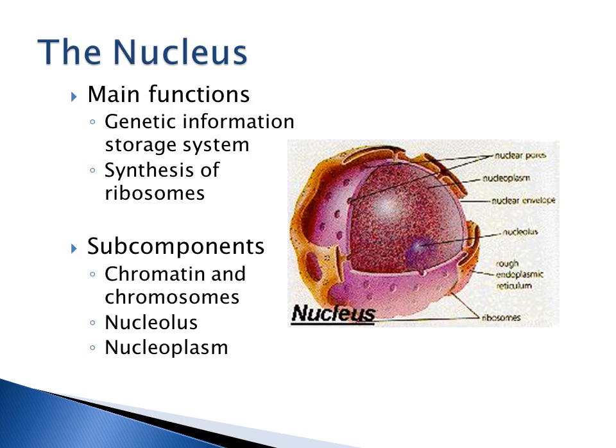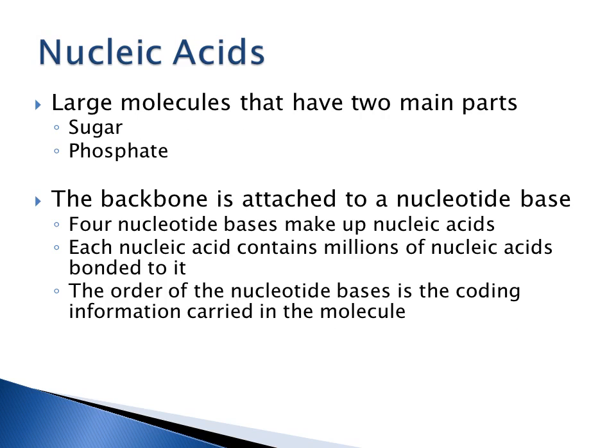So the nucleus. The nucleus stores the genetic information that the cells need. So the nucleus is really important for the cell. Subcomponents of the nucleus are the chromatin, chromosomes, nucleolus, and nucleoplasm. Our nucleic acids, which is what we're going to focus on in this lecture, are large molecules and they have two main components. That's a sugar and a phosphate. There's a sugar and phosphate backbone, and that backbone is attached to a nucleotide base.